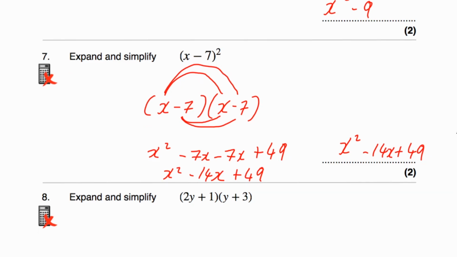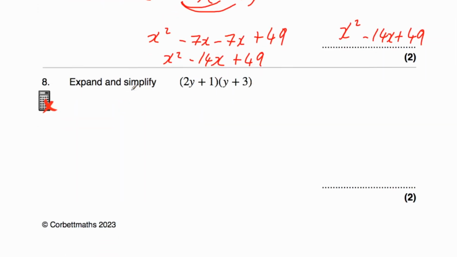Okay, let's have a look at question number 8. We've been asked to expand and simplify (2y plus 1)(y plus 3). So let's multiply brackets together. 2y times y, well, that would be 2y squared, because y times y is y squared, but we've got 2y times y, so that would be 2y squared. Then we've got 2y times 3, well, that would be 6y. Then we've got 1 times y, that would be 1y, or I'm just going to write y here. And then finally, 1 times 3 would be 3.